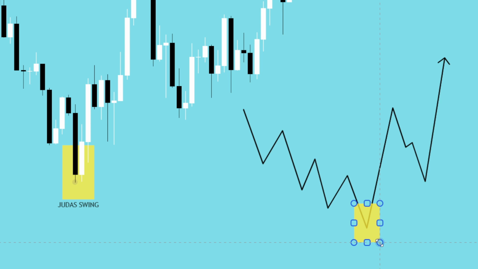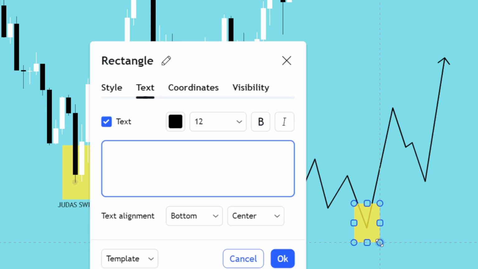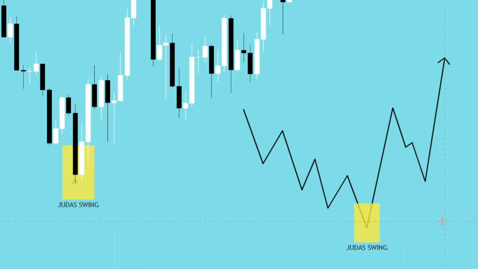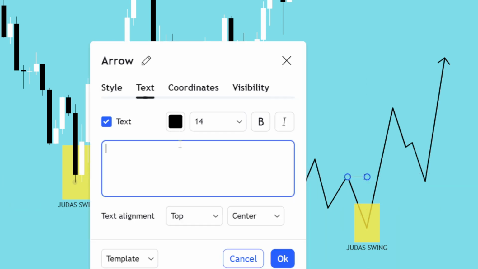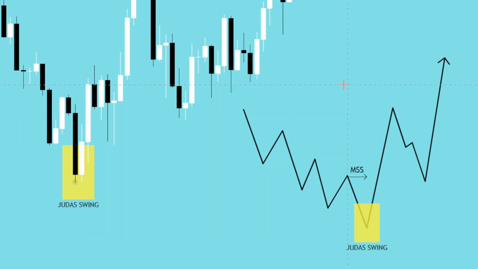The most important thing is to pair this particular entry model with time. This is very, very important to understand. You want to depict this model with time. So once we've had a shift of market structure to the upside, we've seen a clear shift of market structure, right? Represented by MSS, or market structure shift.